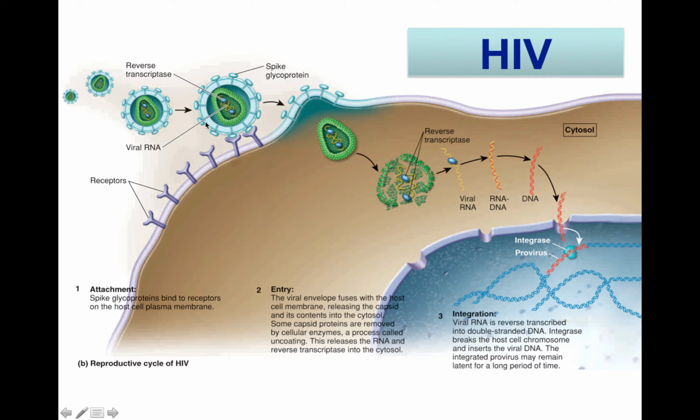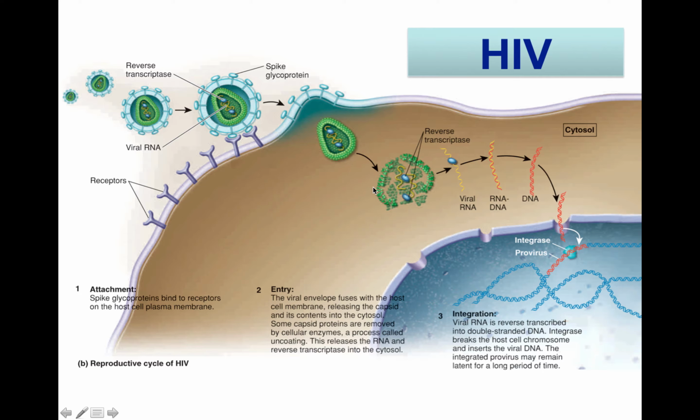So the first thing, again, during our viral infection is attachment. Some of the glycoproteins on the envelope bind to receptors on the cell surface. And then the envelope fuses with the membrane of the cell that's being infected. The viral envelope fuses with the host cell membrane, and then when that happens, the capsid is released into the cytoplasm of the cell being infected.